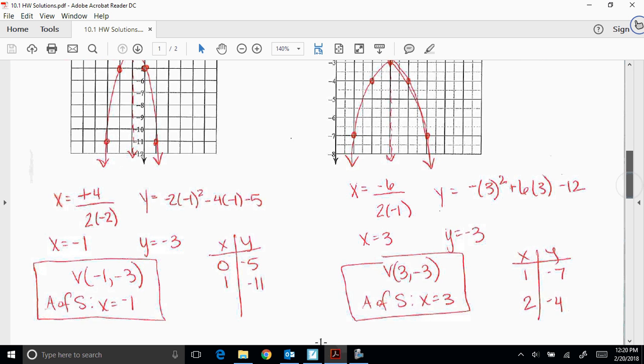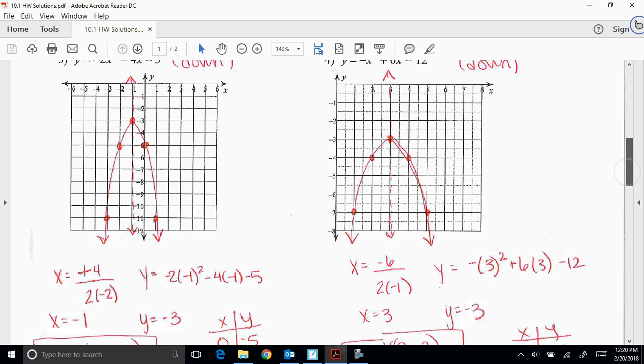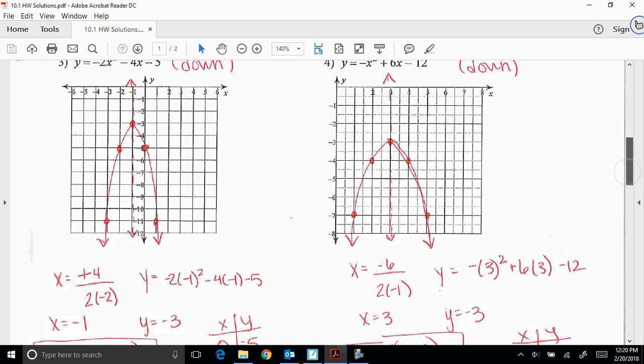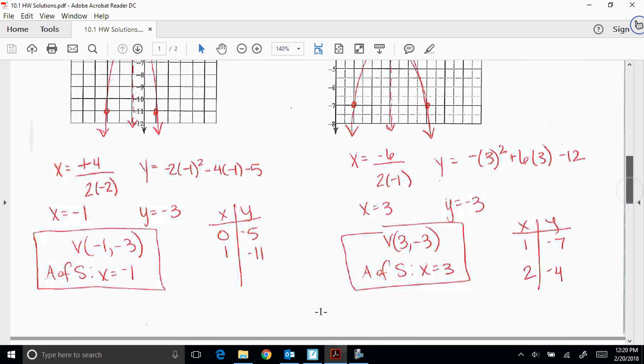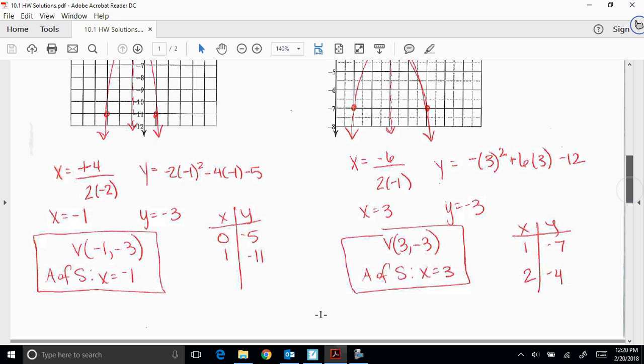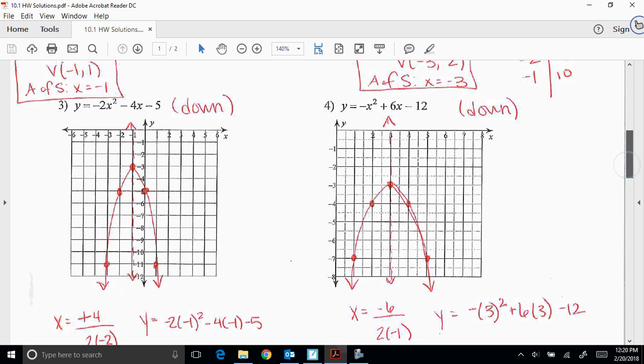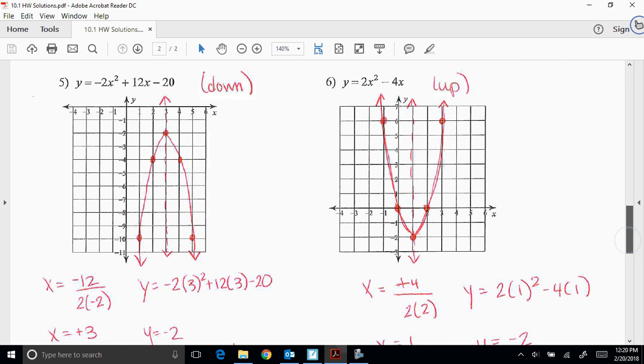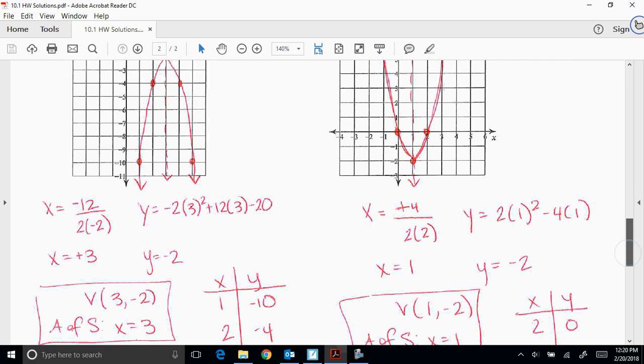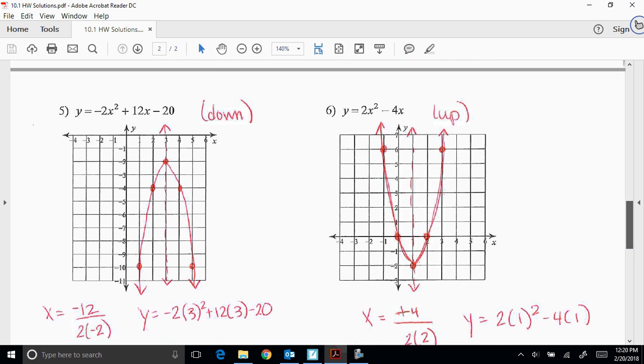Axis of symmetry, x equals negative 1. And that parabola was opening downward. Number 4, your vertex was 3, negative 3. Axis of symmetry, x equals 3. Your parabola was opening down. Number 5, your vertex was 3, comma negative 2. Axis of symmetry, x equals 3.